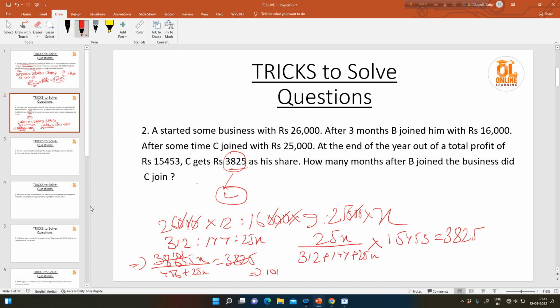Okay, so 101x is equal to 456 plus 25x, right? So if you solve it, x would be equal to 6 months.